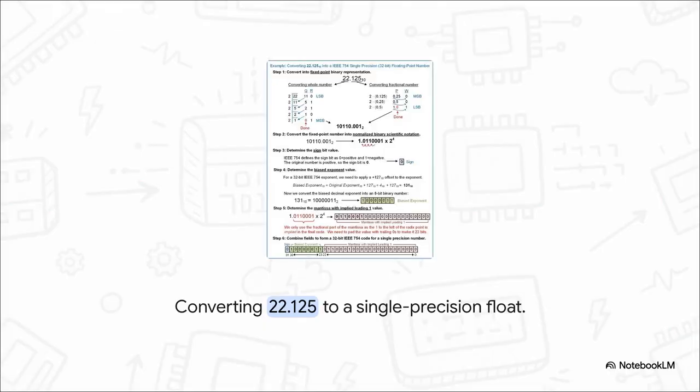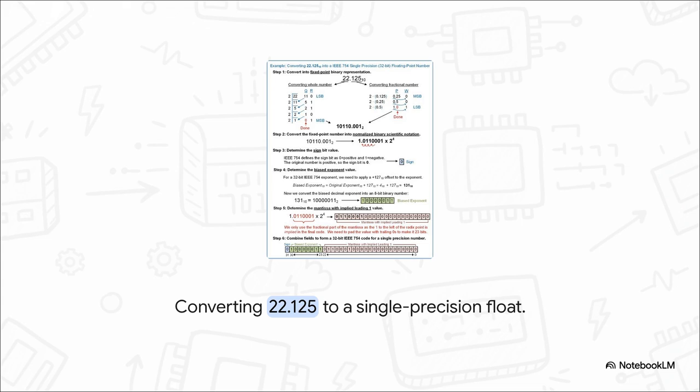Here we go. First, 22.125 becomes 10110.001 in binary. Next, we normalize that by floating the radix point 4 spaces to the left, which gives us 1.011001 times 2 to the 4th power. Now for the 3 fields. It's a positive number, so our sign bit is a crisp 0. Our exponent is 4, and when we add our 127 bias, we get 131, which in binary is 10000011. That's our exponent field right there.